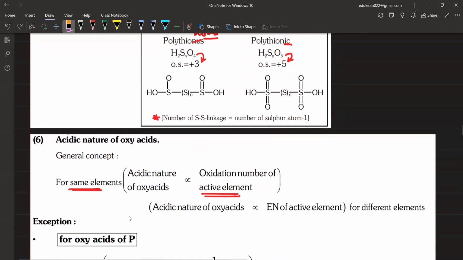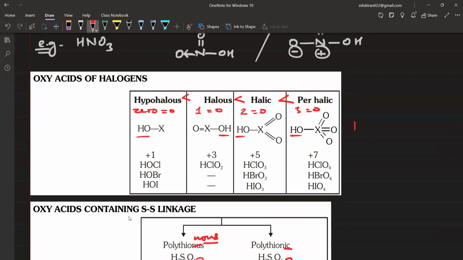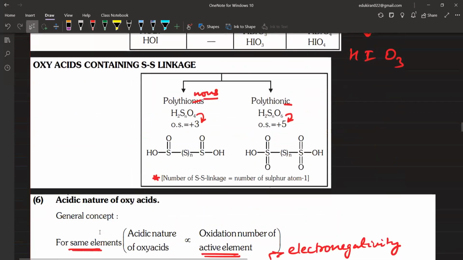But if you are going to have different oxyacids, then the acidic nature is directly proportional to the electronegativity. What is EN? EN is electronegativity of the different elements. ठीक है? अगर हम यहाँ पे बात करें, if I have HClO3, HBrO3 and HIO3, oxidation state सब क्या है यहाँ पे? +5 ही है. But what is going to be the most acidic? Which is the most electronegative here? So chlorine is most electronegative, then bromine, then iodine. So this is going to be the order. Chlorine is ज़्यादा acidic nature, then you have bromine, and then you have iodine. ठीक है? चलिए, please write this down.